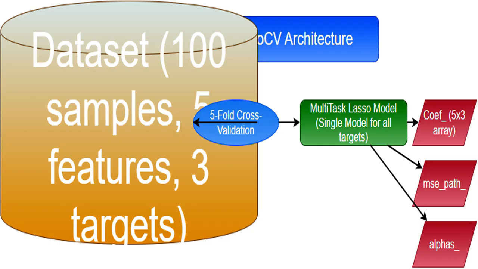I see a dataset with 100 samples. Each sample has 5 features, and we're trying to predict 3 different target variables simultaneously. That's what makes this a multitask learning problem.